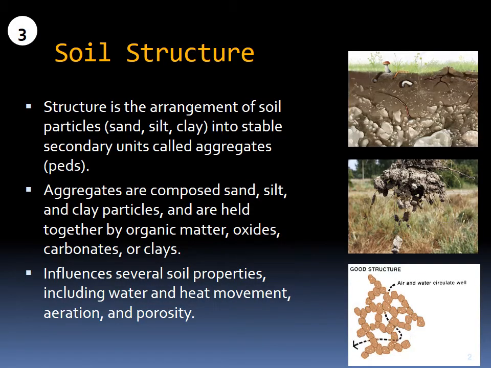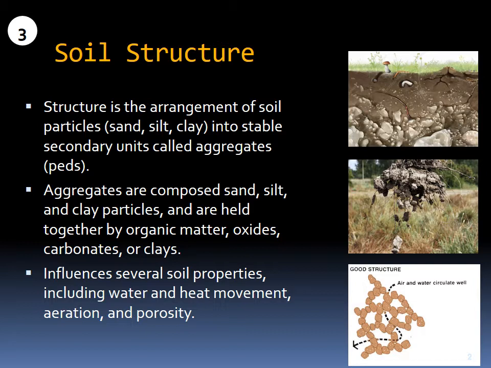Soil structure. Now, what is exactly soil structure and how does it look like? We already said that to get soil texture, you need to have the combination of sand, silt, and clay. All together, their percentage will form different textural classes. But a soil structure is something else. A soil structure is a larger unit than the soil texture, because the structure describes the arrangement of the soil particles into a stable unit, which is called aggregate or ped.